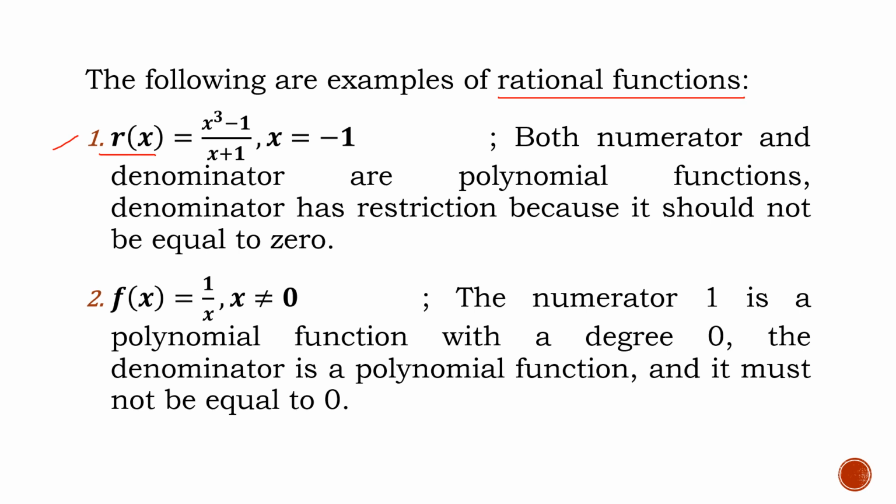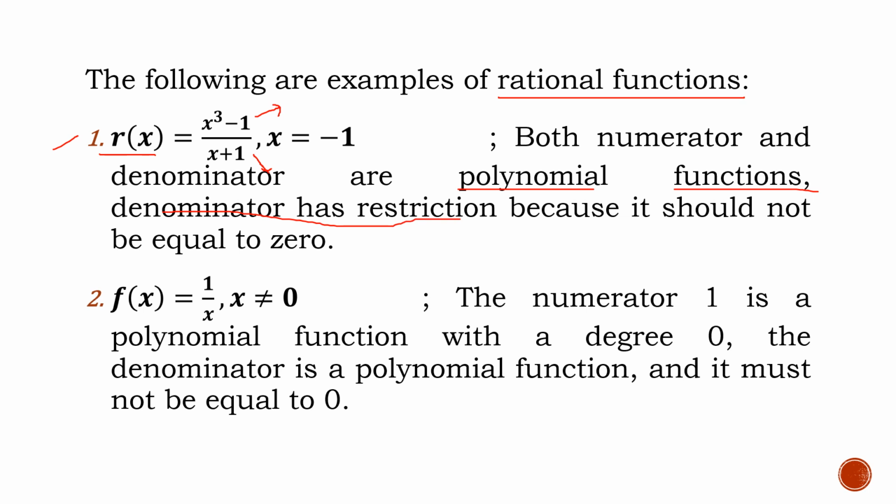That's why r of x is equal to x cubed minus 1 over x plus 1, wherein x is not equal to negative 1. So both numerator and denominator are polynomials. Yes, they are. Your numerator here is a cubic function, and your denominator here is a linear function. So both are polynomial functions, by simply checking on it.